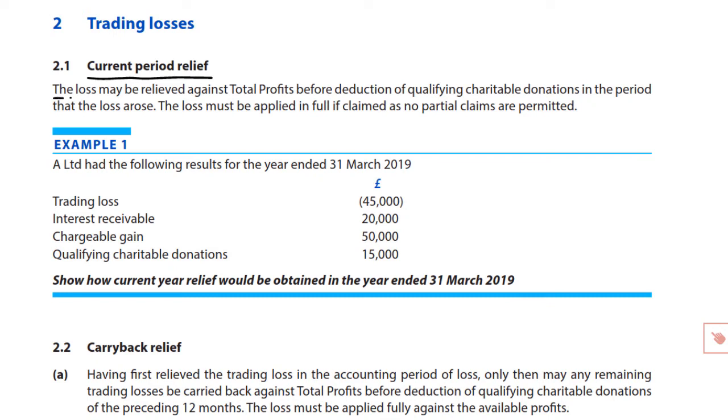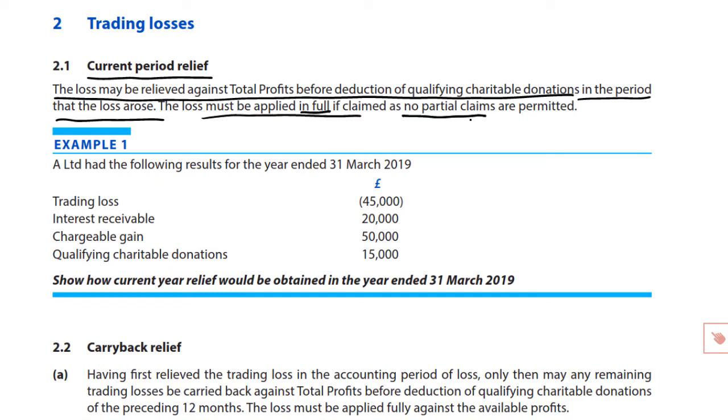The loss may be relieved against total profits, which, as we know, is before the deduction of qualifying charitable donations in the period that the loss arose. The loss must be applied in full. No partial claims are permitted. We also know that where there is a loss, the assessment is nil. So here, A Limited had the following results for the year ended 31st of March 19. Show how current year relief would be obtained in the year ended March 19.